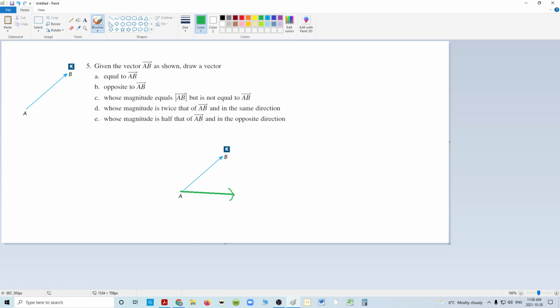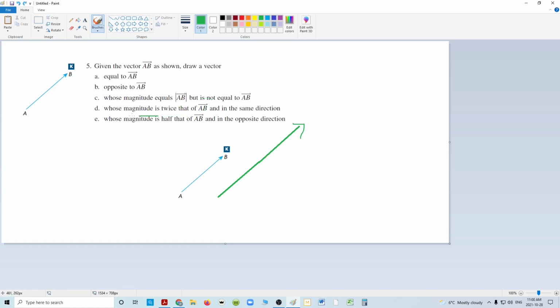Whose magnitude is twice that of AB and in the same direction. Okay, that's actually pretty easy as well. I do that, and I move it. And I do that again, and I put it on the end. It's not quite straight, and I put an arrow on it. There, that's twice as long, same direction because they're parallel.